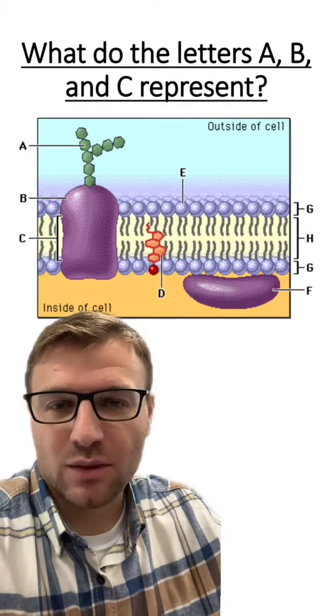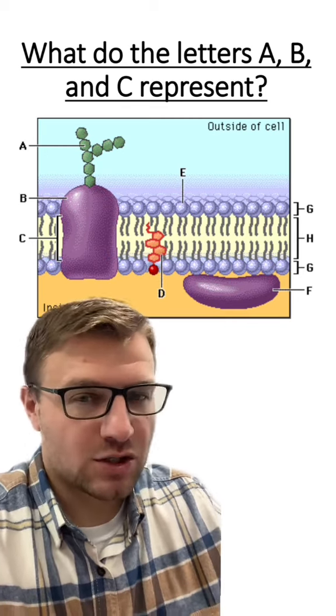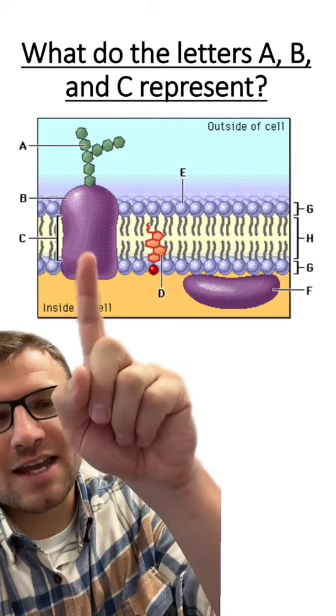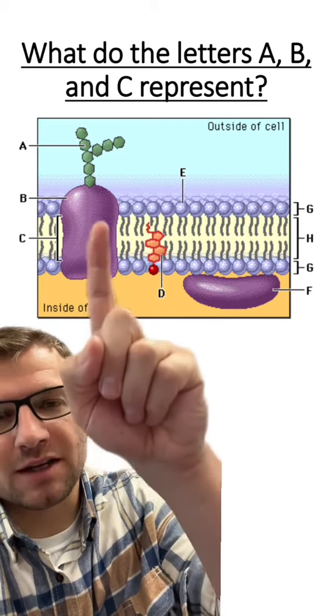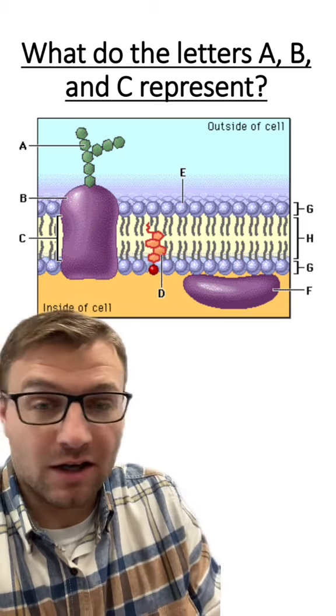And the last question, what does A, B, and C represent? We're talking about the whole structure. This whole structure represents a glycoprotein, the purple part being the protein and the green part being the carbohydrate or the glyco part of the glycoprotein.